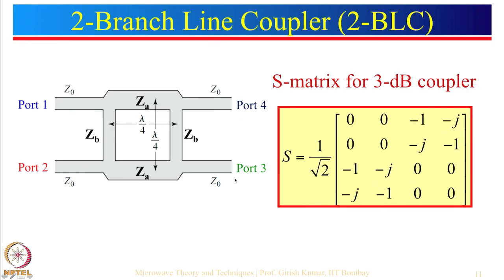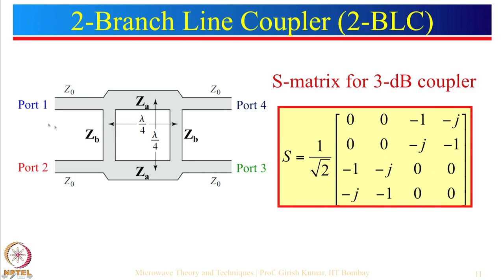So now let's try to build the S matrix here. 1 by square root 2 is taken outside, which corresponds to half power here, half power here. Remember, as I mentioned, this is a 3 dB coupler. What we have designed for is that there should be no reflection. So no reflection means S11 is equal to 0. From here to here, no power goes, so that is also 0. So in this particular case, port 2 is known as the isolated port. This is the direct port and this is the coupled port.